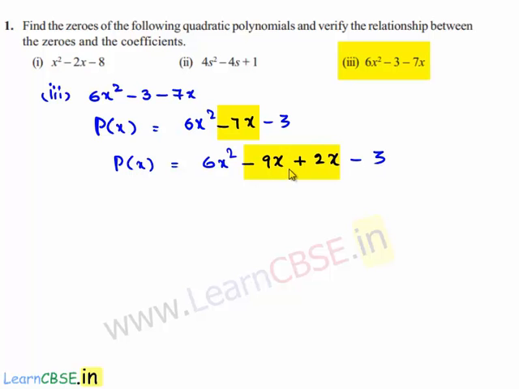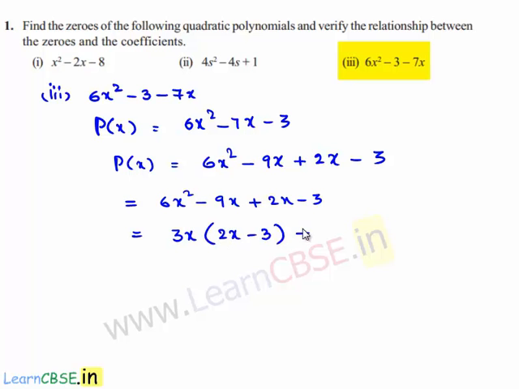So this is by splitting of the given polynomial, which is 6x square minus 9x plus 2x minus 3. So now we can take 3x as common, 3x times 2x minus 3, and here we can take 1 as common. This is 1 times 2x minus 3. This becomes 3x plus 1 times 2x minus 3.